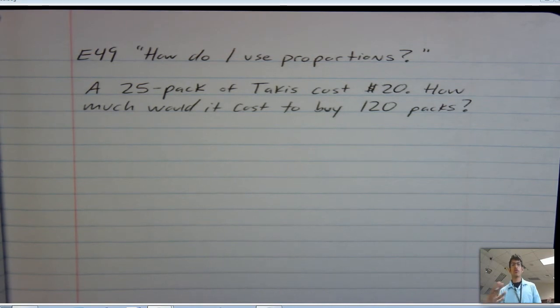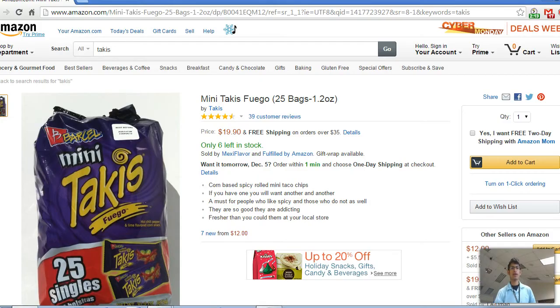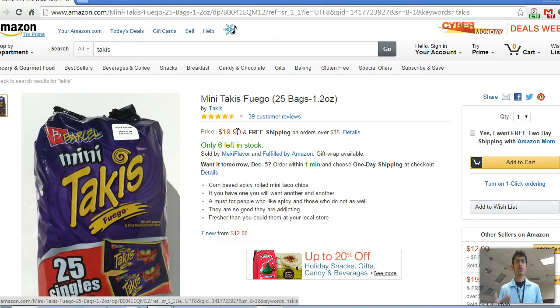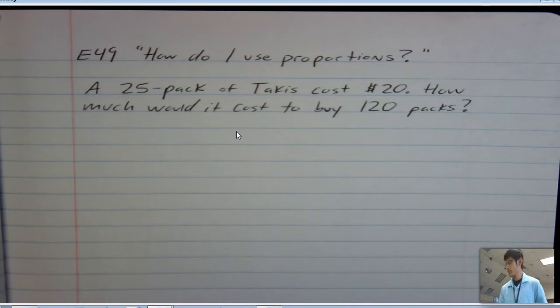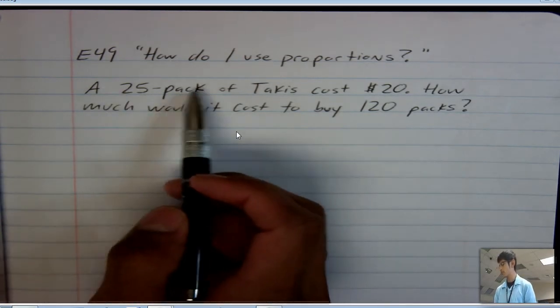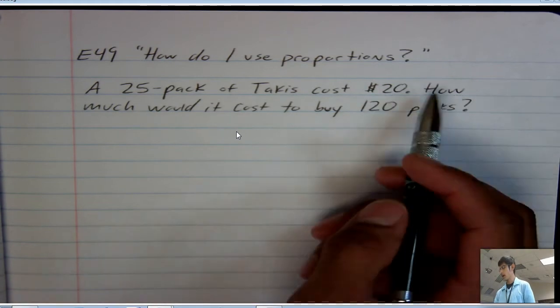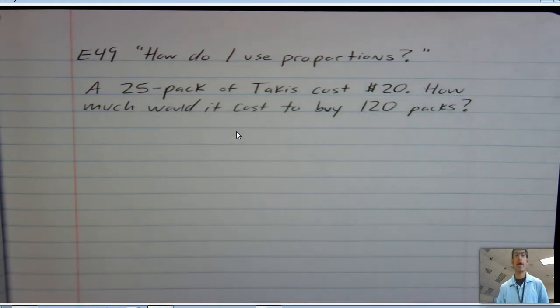How do I use proportions? So we use proportions on word problems, and just for pretend, let's say that I'm going to have a party and I'm going to buy everyone Takis. I looked online and I can get 25 bags for $20, $19.90. So what if I had to buy 120 bags? How much would that cost? So that's what my word problem here says. A 25 pack of Takis costs $20. How much money would it cost to buy 120 packs?